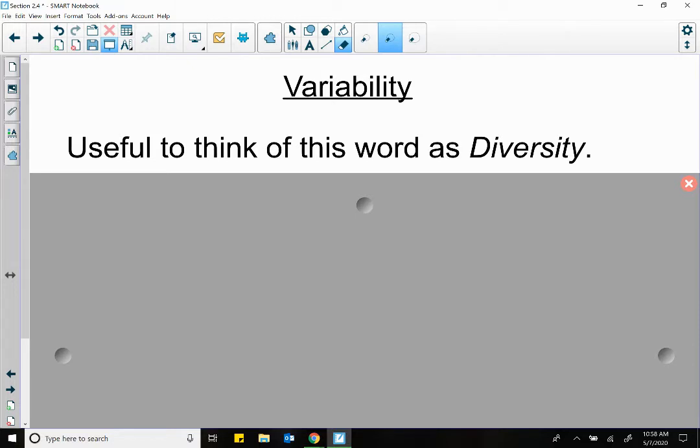But in our toilet paper rolls, there's only 2 options. You're either on top or you're underneath. It doesn't matter which one you are. That's not a lot of variability. Okay, so variability is, think about the word diversity. Are there lots of different types of answers?